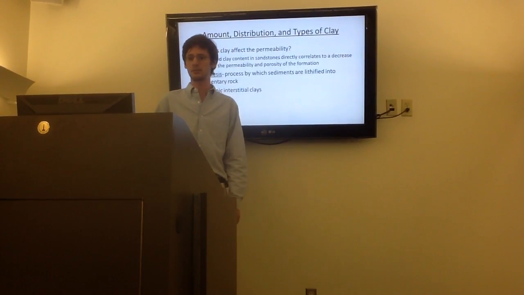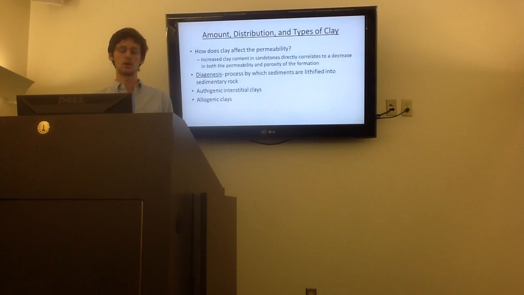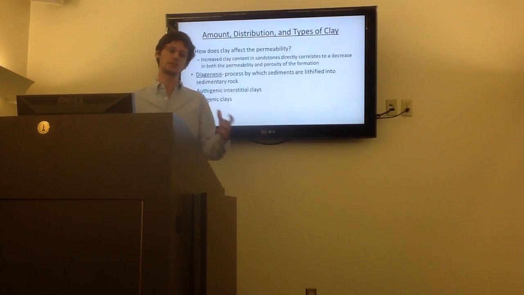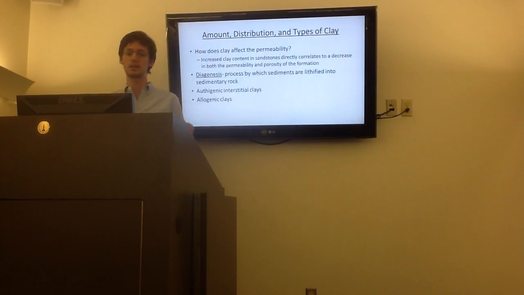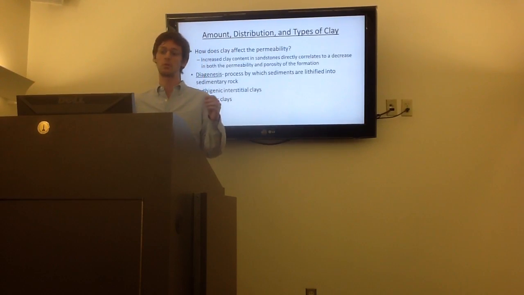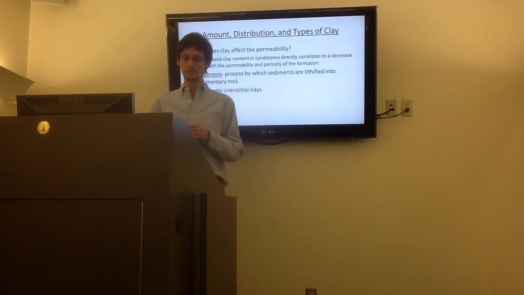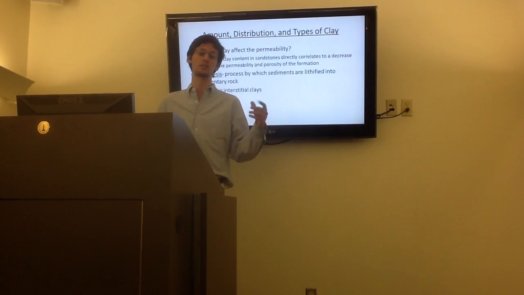The amount, distribution and types of clays. How does a clay affect the permeability? It's a lot. Clay is obviously less permeable than sandstone and other things you might encounter, but increased clay content in sandstones directly correlates to a decrease in both permeability and porosity of the formation. And like I said, it's just due to the fact that it's less permeable.